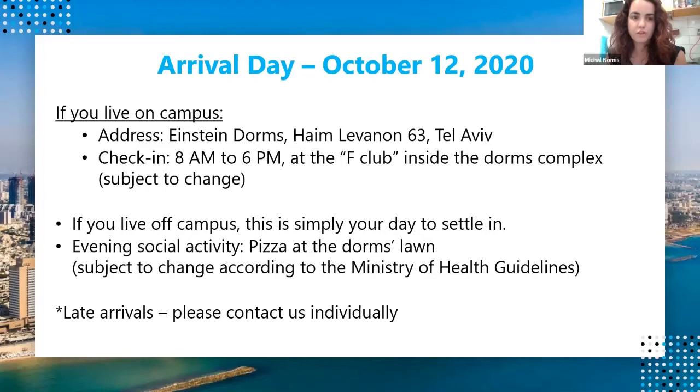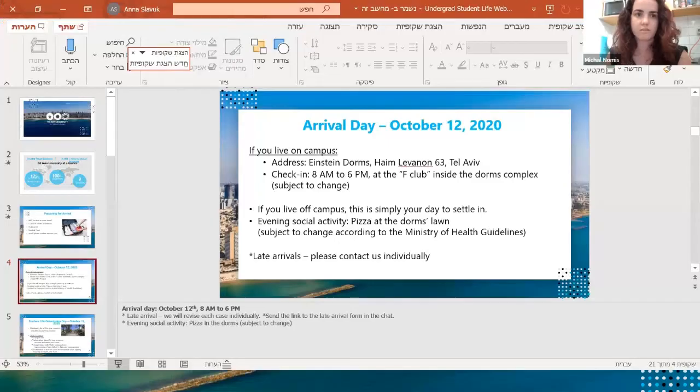If you plan to arrive later than this time, another day or another time of the day, you would have to contact us individually. I will send you now a link that is called late arrival form. And you would have to fill it if you plan to arrive later, and then we can contact you individually. I think this is it.